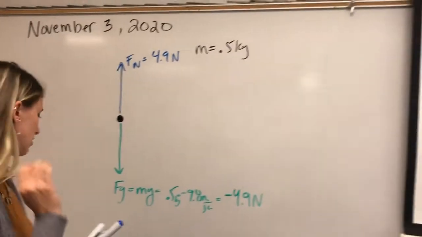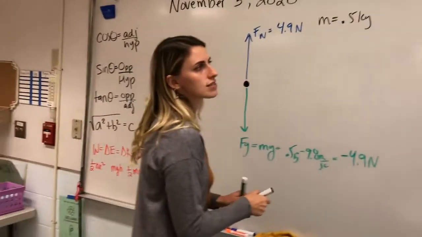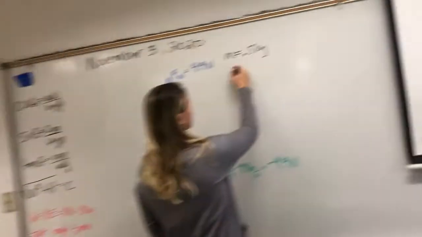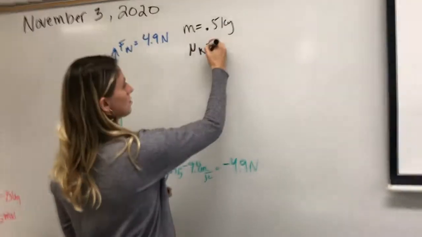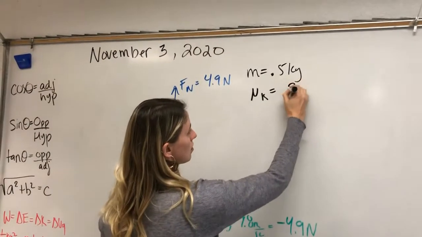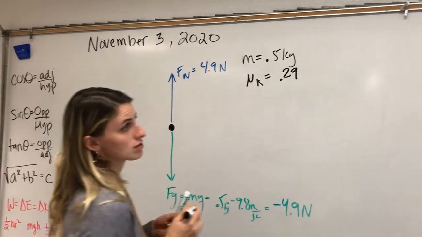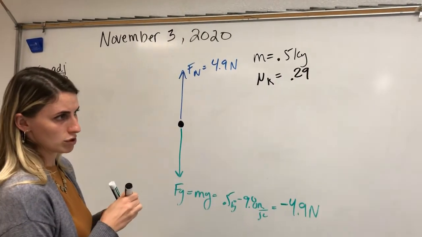It slides across the table to a stop. The fact that it was moving, there was some friction there, and our coefficient of kinetic friction is 0.29. No units for this. Draw a free body diagram showing all the forces.